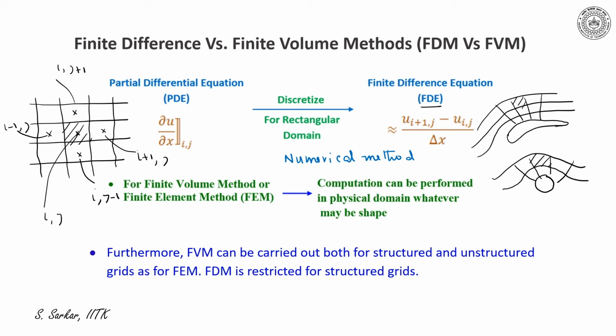In those cases, what one should do? Yes, with some transformation, I'll map this physical domain to the computational domain. So if in the physical domain x and y are the axes, in the computational domain the axes would be psi and eta, and in the computational domain the grids are rectangular.